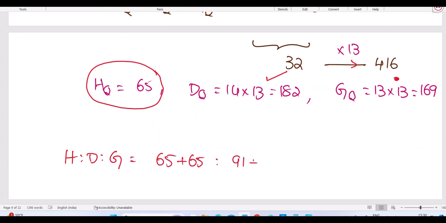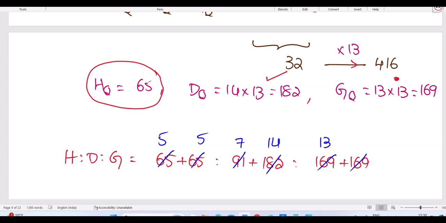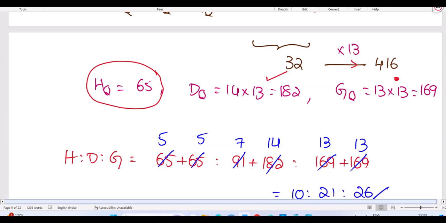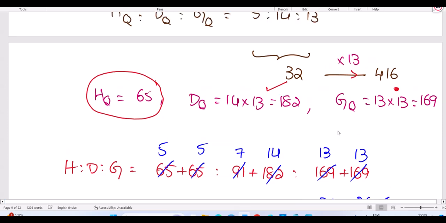Ducks is 91 plus 182. Goats are 169 plus 169. Now if you focus clearly, I can divide every term by 13. Dividing by 13, 5 plus 5 is 10, 7 plus 14 is 21, 13 plus 13 is 26. That is option C available.